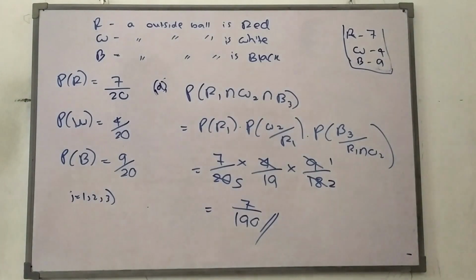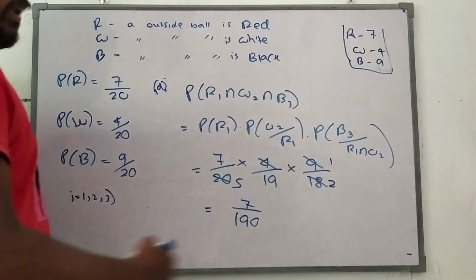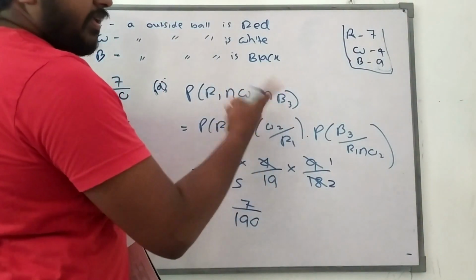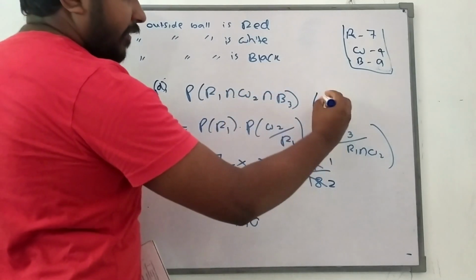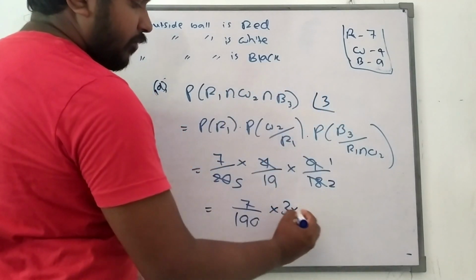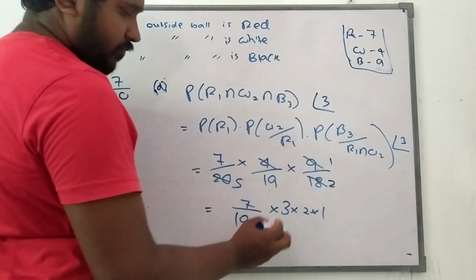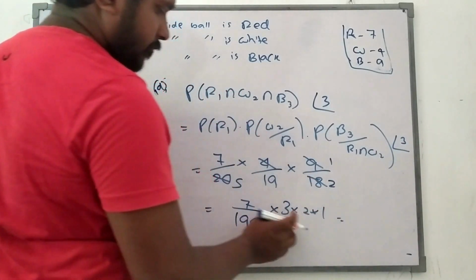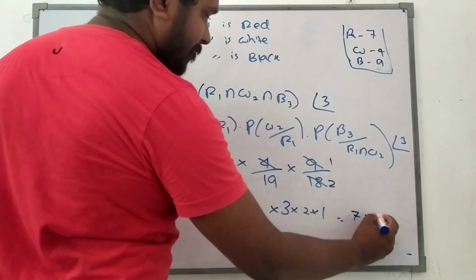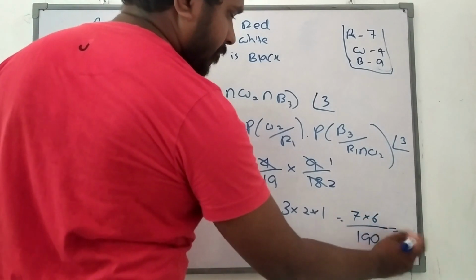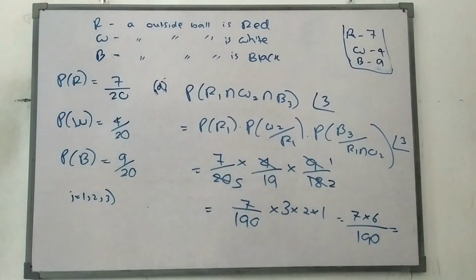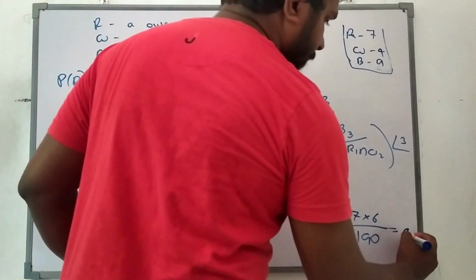But you should understand here this can be interchanged, right? The factorial 3 means 3, 2, 1, factorial 3. So the answer is 42 over 190.